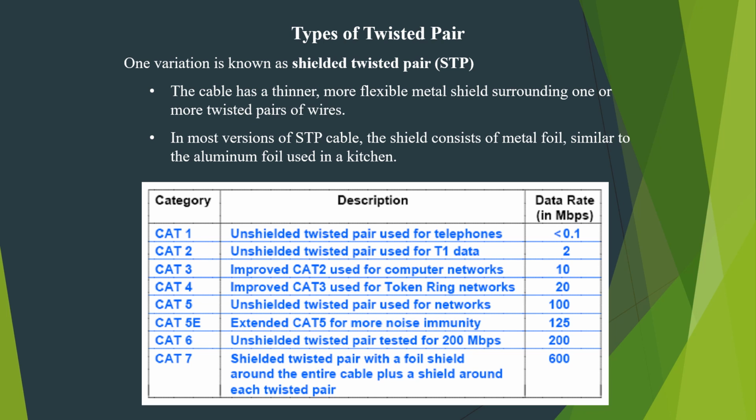Now we are at category 6 and 7 also. Category 6 is used for unshielded twisted pair for 200 Mbps, and category 7 is used for shielded twisted pair with a foil shield around the entire cable plus a shield around each twisted pair. So the data rate will be very high, that is 600. But we are using only cat 3 and cat 5, so it is mainly used for computer networks.